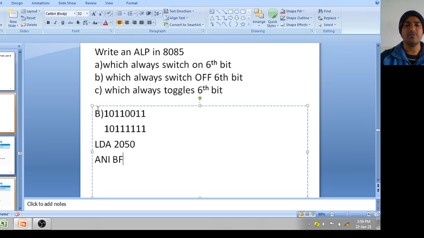Okay, now the last part, the C part. Now you have to toggle the 6th bit. Toggle means you have to complement or invert. Now what will you do?